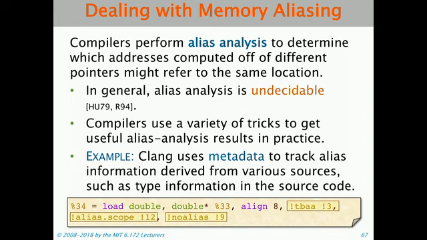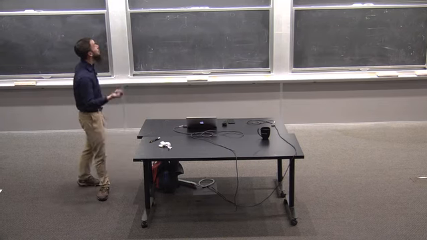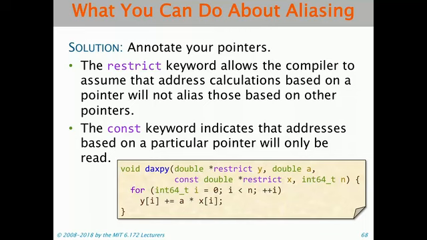For example, based on information in the source code, the compiler might annotate instructions with various metadata to track this aliasing information. For example, TBAA is aliasing information based on types. There's some scoping information for aliasing. There's some information that says it's guaranteed not to alias with this other operation, all kinds of metadata. Now, what can you do as a programmer to avoid these issues with memory aliasing? Always annotate your pointers, kids.